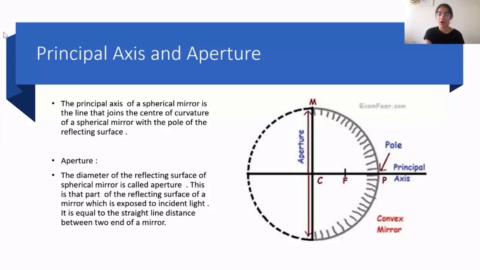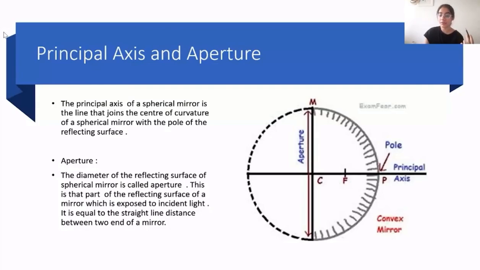Now, aperture. Aperture usually is the diameter of the spherical mirror. In other terms, the length of the aperture will be equal to the straight line distance between the two ends of a mirror. A spherical mirror will have a starting point and an ending point, the topmost point from which the mirror starts and the endmost point where the mirror ends. Aperture is equal to the straight line distance between those two ends of a mirror.